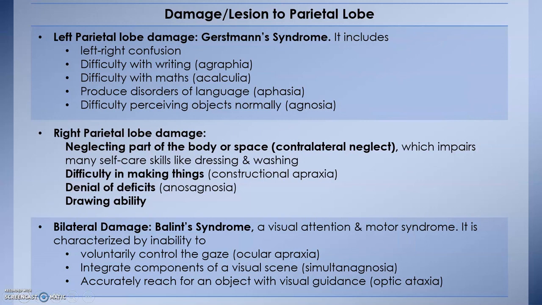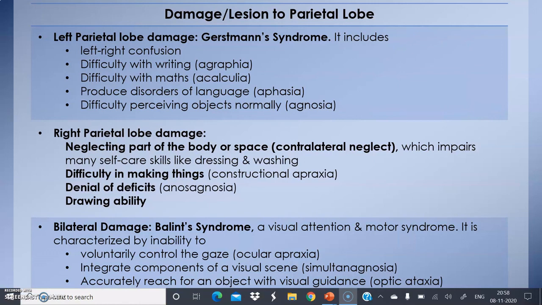Now, when you view something, when you perceive a scene, there are a lot of things that you perceive. You're not consciously aware of perceiving each and everything. You just get an overview in your brain. You get a picture. Now, in this syndrome, there will be difficulty in integrating the components of that scene. You may not be able to accurately reach for an object with visual guidance.